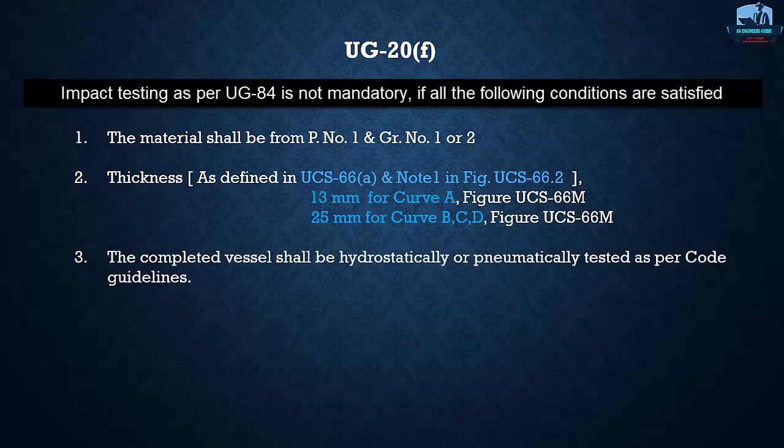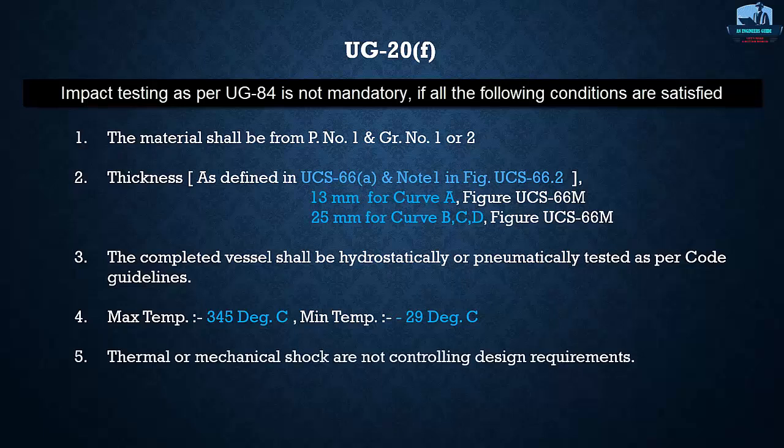Vessels shall be hydrostatically and pneumatically tested as per the guidelines provided in ASME Section 8 Division 1, which is generally the case in every equipment. The next important point is that the temperature shall not exceed 345 degrees Celsius and the minimum temperature shall not be less than -29 degrees Celsius. Please note your design temperature shall not be more than 345 degrees Celsius and the minimum temperature, or MDMT you can say, shall not be less than -29.